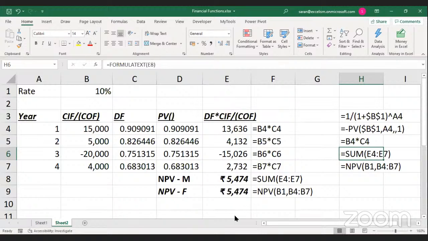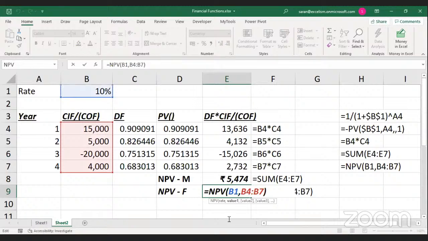Yeah, the question you are asking. In this case, how Excel does it, let me explain. When you are given the rate and B4 colon B7, by default it multiplies the first value with the first year discounting factor. What Excel does at the back end is it calculates the first year discounting factor, second year discounting factor, third year discounting factor, fourth year discounting factor. That value it multiplies with each value. Finally, it's going to sum, as simple as that.